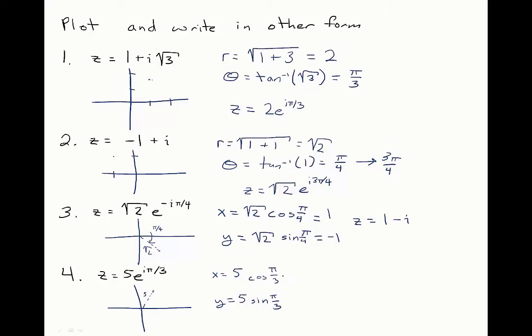We look at our unit circle and we find out this is 5 halves. And this is 5 times the square root of 3 over 2. So in rectangular form, this number is 5 halves times 1 plus i times the square root of 3. In this case, I've decided to factor out the 5 halves, and that's a matter of personal choice.